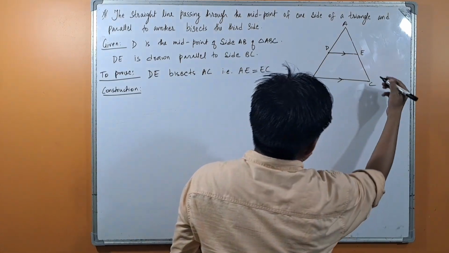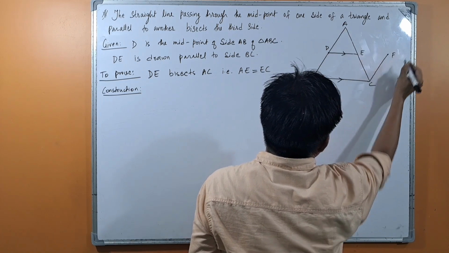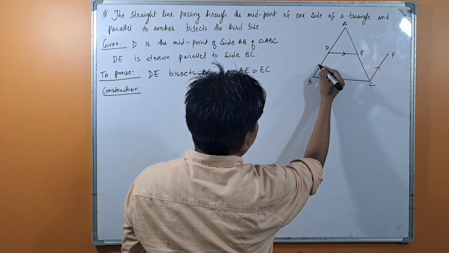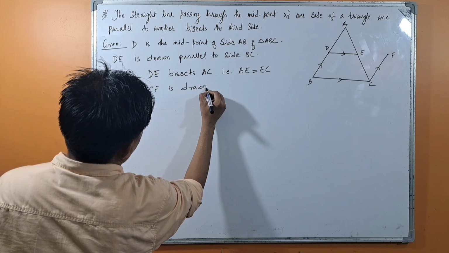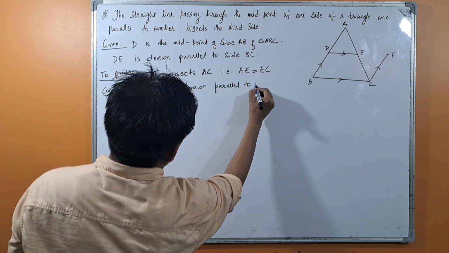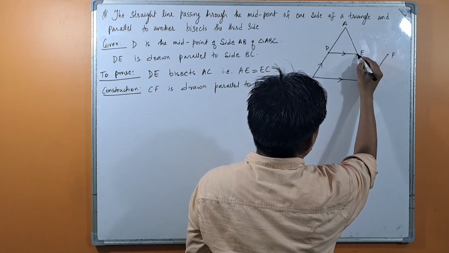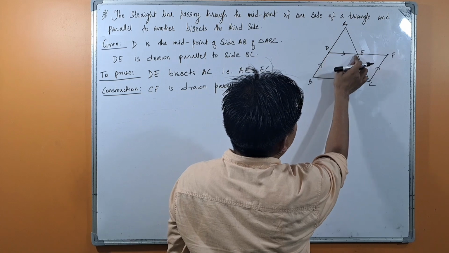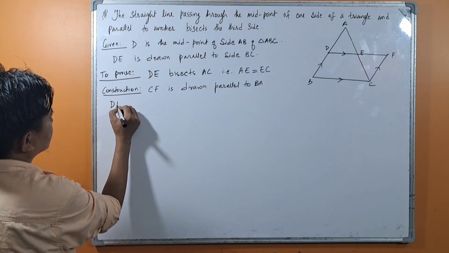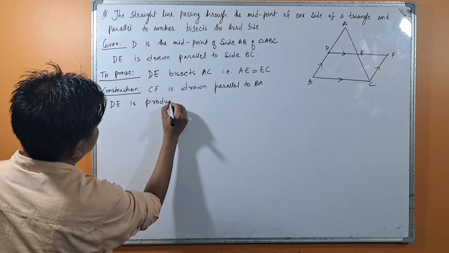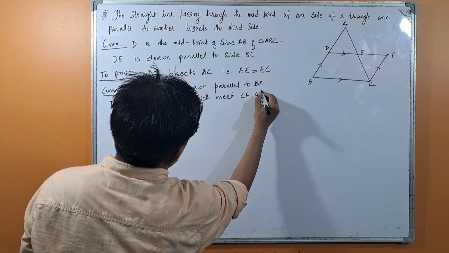Construction: now let me draw a line segment parallel to BA. Let this be point F. This CF is parallel to BA. CF is drawn parallel to BA. Now DE is produced to meet CF at the point F. This line segment DE is produced, extended to meet this line CF at the point F.